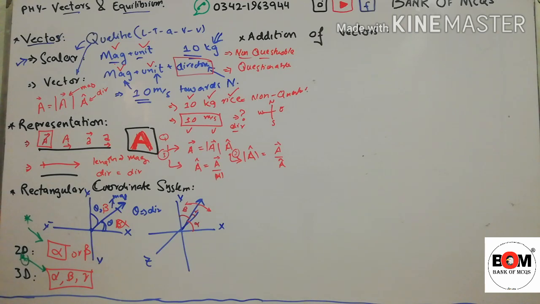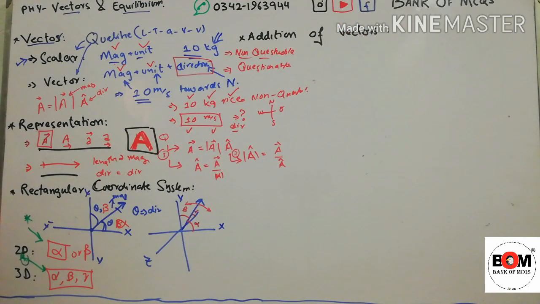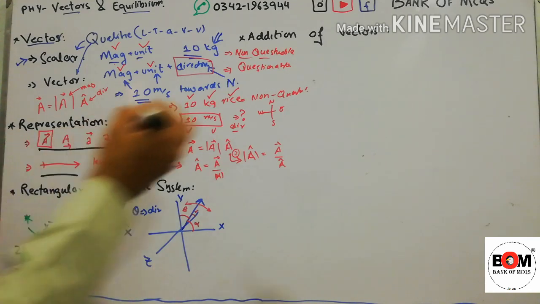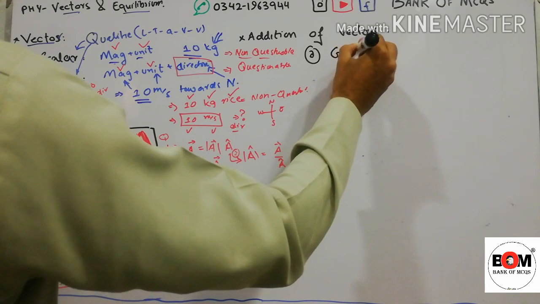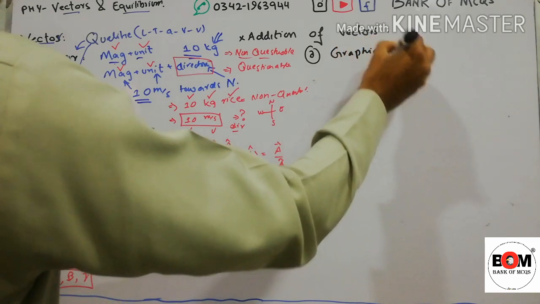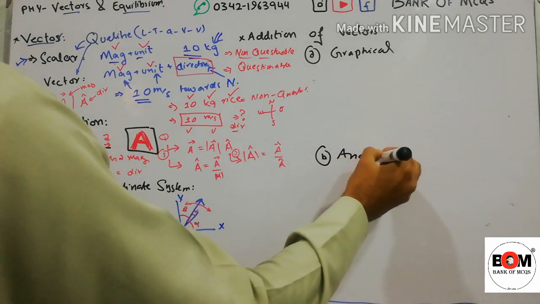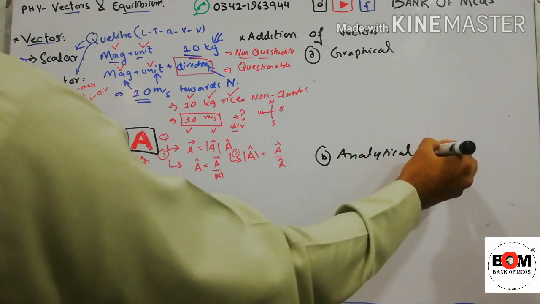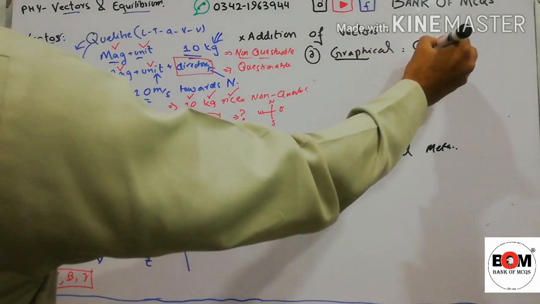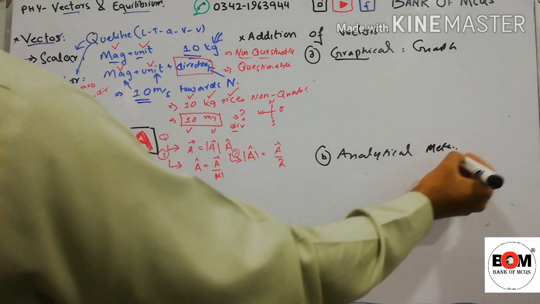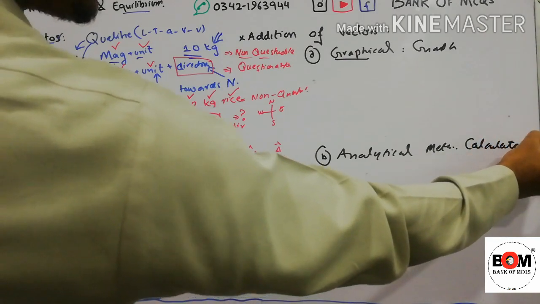The next is addition of vectors. If we have two vectors, how can we add them? So there are two methods. The one is called graphical method, and the second is called analytical. As the name shows, in this method we will use a graph or diagram. In the analytical method we will use calculation.